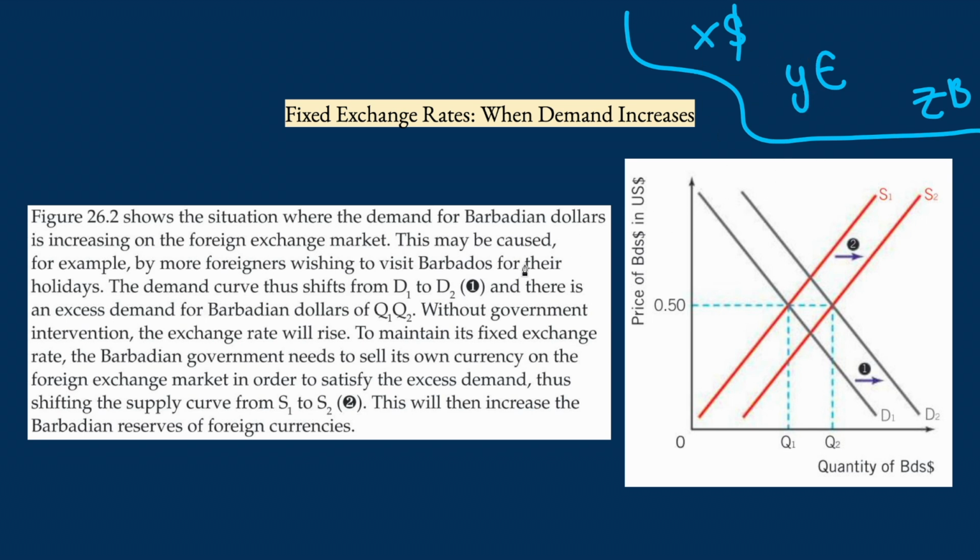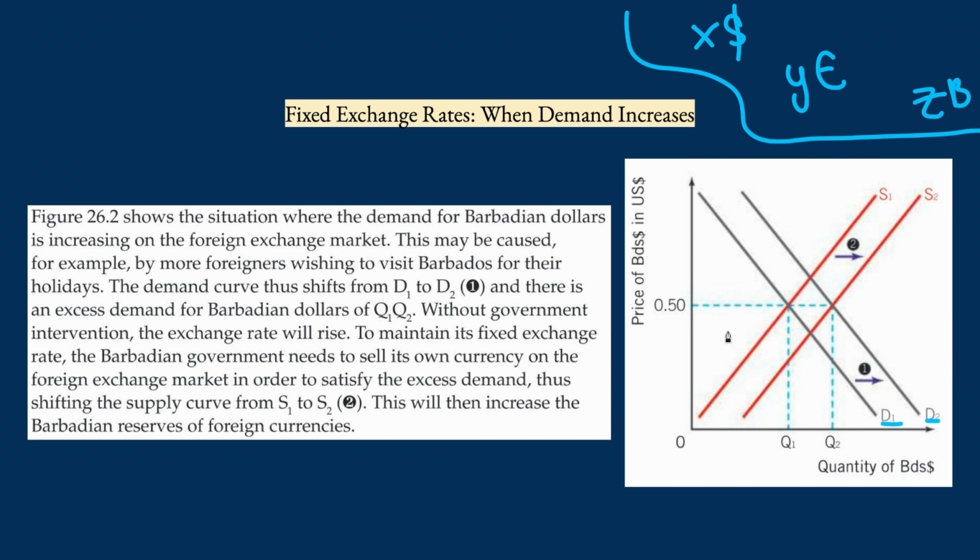to visit Barbados for their holidays, and hence they need Barbadian dollars because you can't pay in Barbados with American dollars or with euros or with pounds or Canadian dollars. You have to use the given currency of the country, obviously. Hence, the demand curve for this currency is going to shift from D1 to D2. That outward shift again, okay? And this is step one. However, we run into another problem.